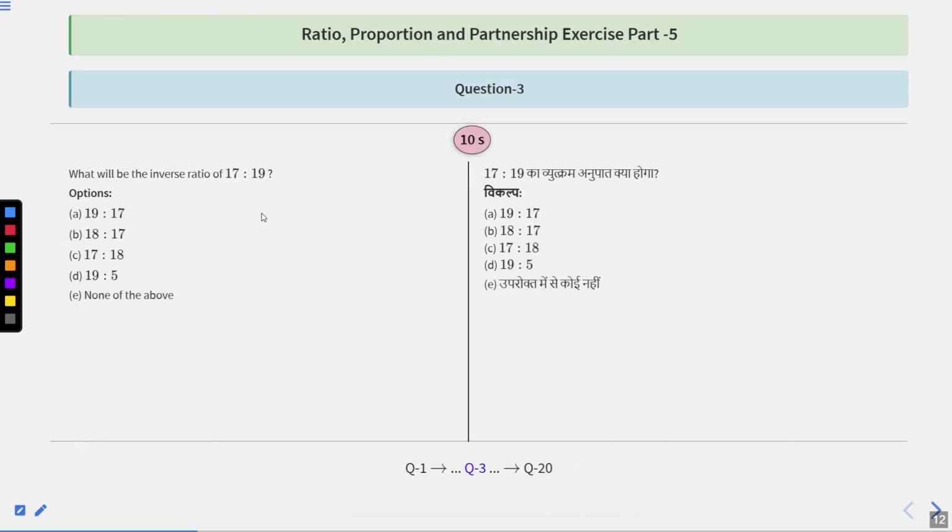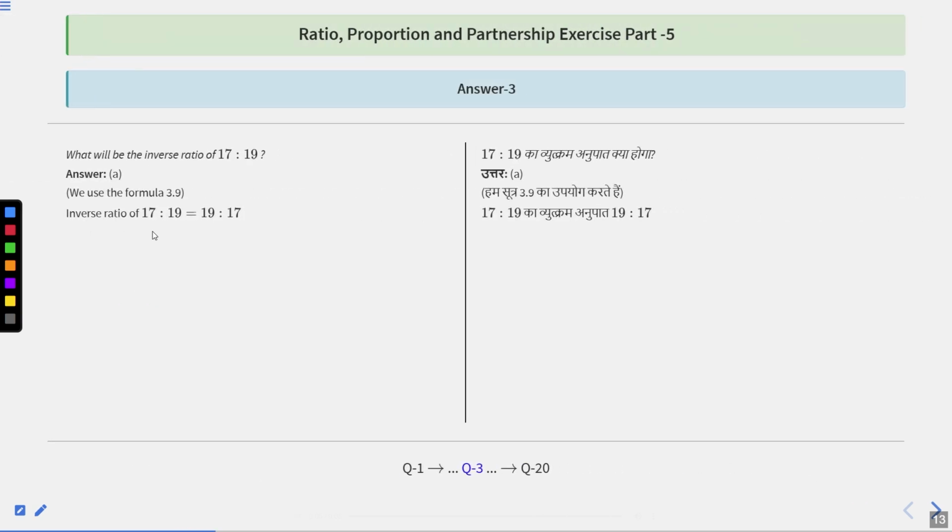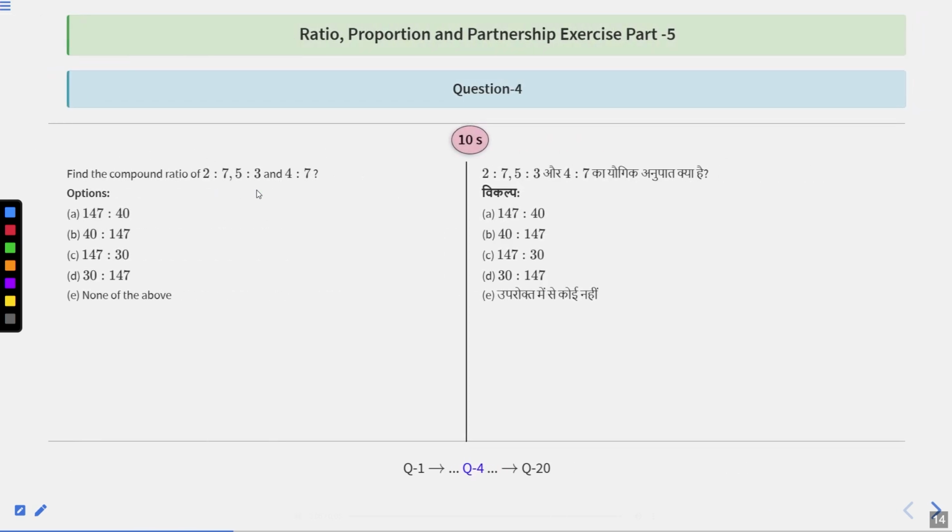Next one is, what will be the inverse ratio of 17:19? Okay. You have 5 options and 10 seconds to solve this one. Your time starts now. Now time's up. Let's see the solution. Now in this question, we use the formula 3.9, and by this formula, the inverse ratio of 17:19 is 19:17. That is the correct answer. Next one.